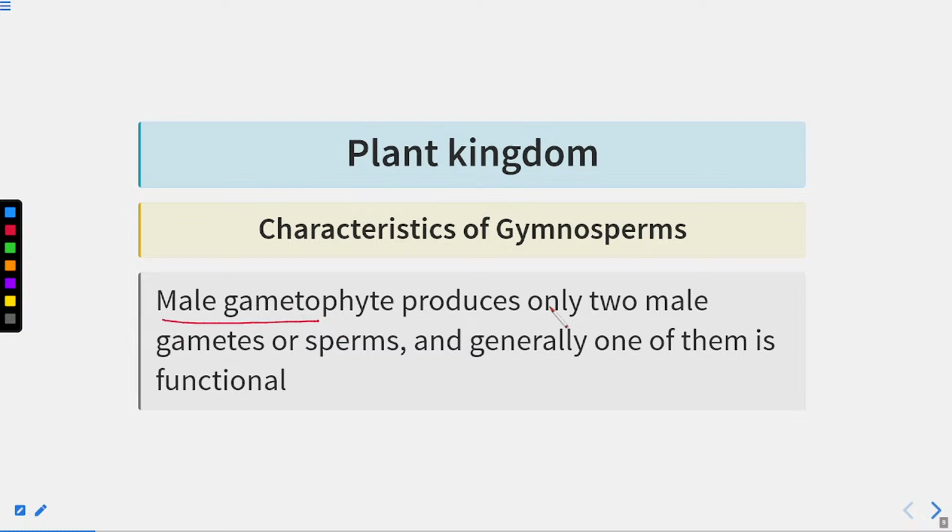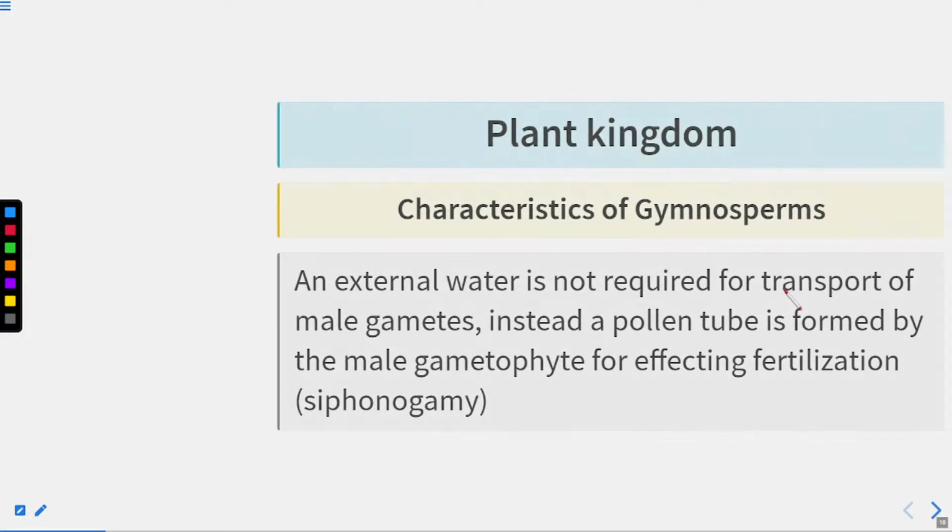The male gametophyte produces only two male gametes or sperms, and generally only one of them is functional. The sperms are pear shaped, and they have grooves like this. In these grooves, lots of flagella are present, which provide motility, right?